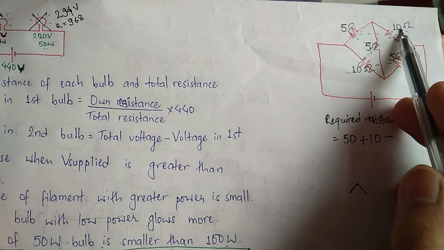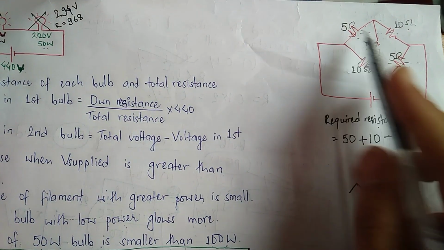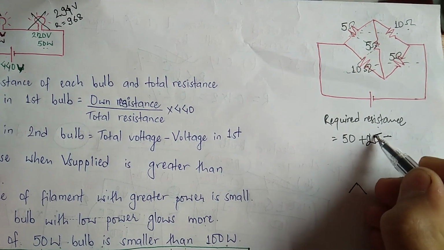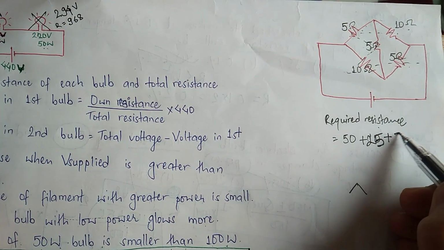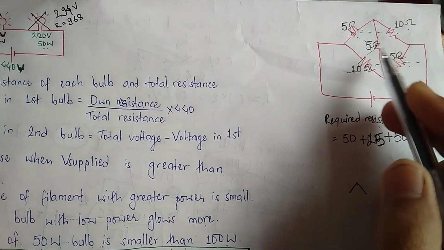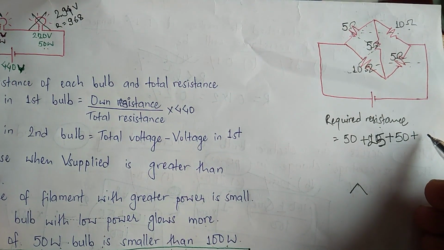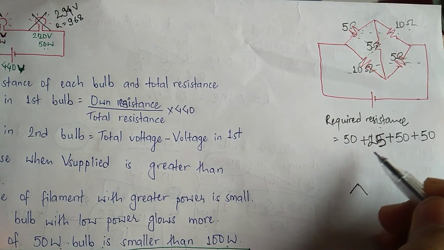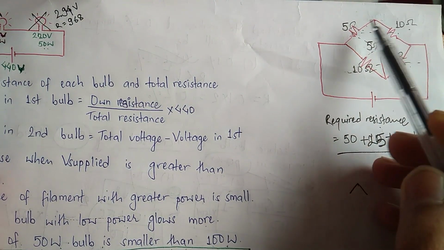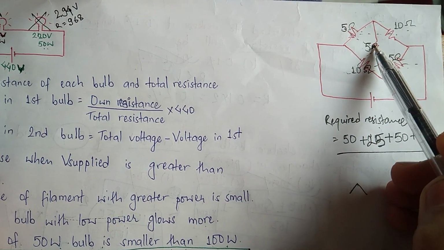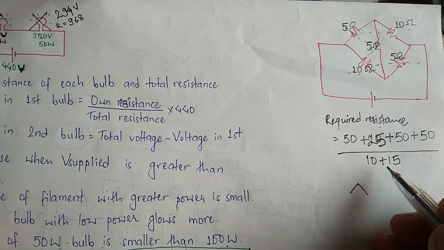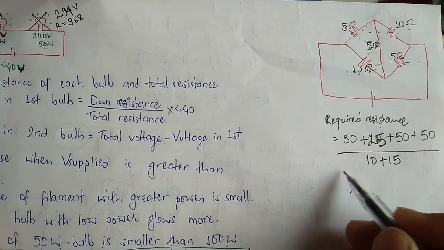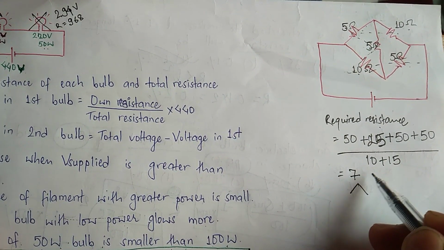So I'll show you how. 10 times 5, 50. 5 times 5, it will be 25. Plus, then 5 times 10, 50. Then 10 times 5, 50. Divided by, so vertical ones, 5 plus 5 is 10, 5 plus 10 is 15, so 10 plus 15. This is the required answer. It will come 7 ohm.